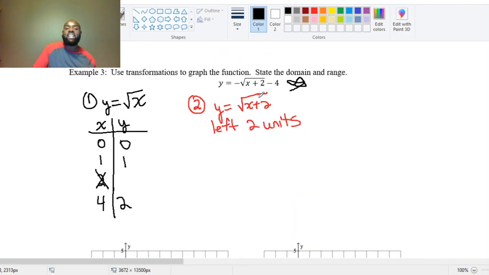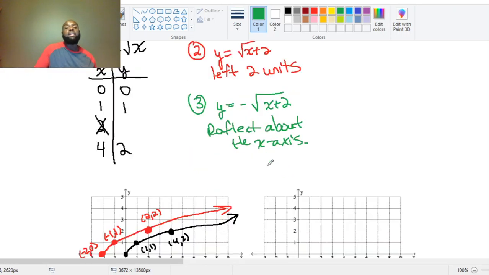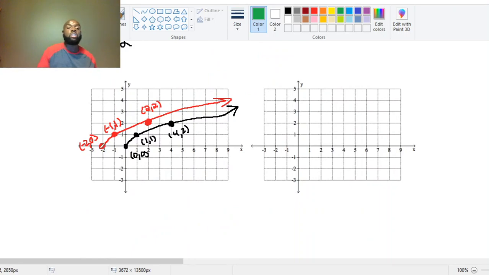The next thing that is done to get to this is that negative is multiplied. So now I'm going to look at this, -square root of x plus 2. When there's a negative on the outside of the function, because this is a square root function, that's a reflection about the x-axis. Basically, I'm going to take all the points here and multiply them by this -1, so I'm going to have different signs. So the point (-2, 0) stays the same, because if I multiply 0 by -1, it stays the same. (-1, 1) would be (-1, -1).